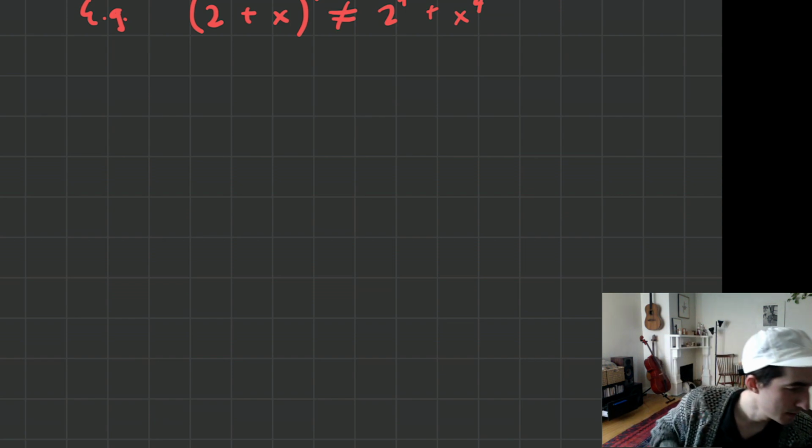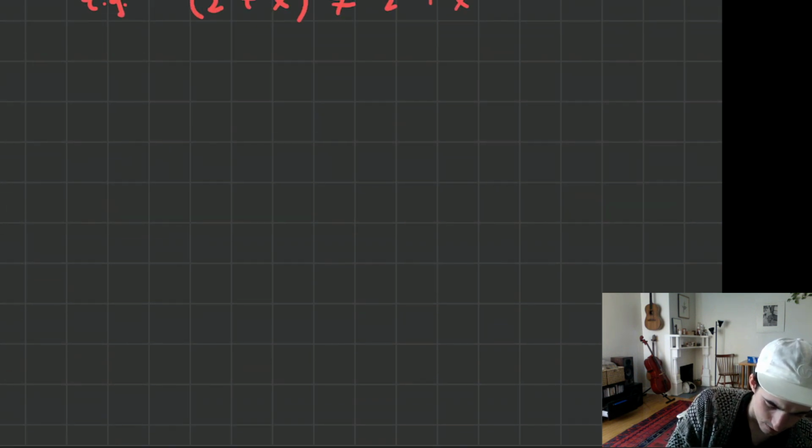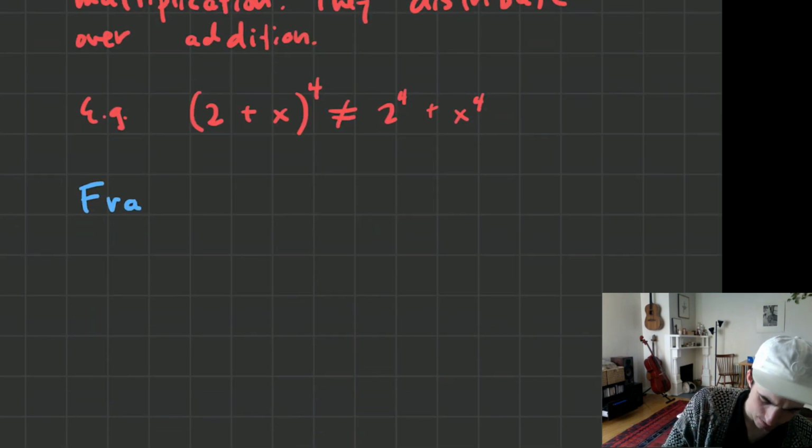Okay, raising a fraction to a power. Oh, I had it in green before. Let me change that to green. One second. Okay, fractions to a power.